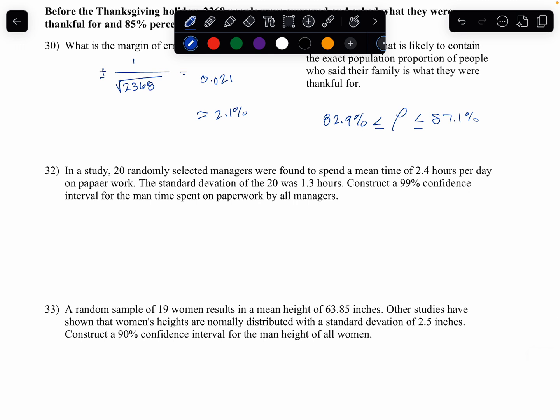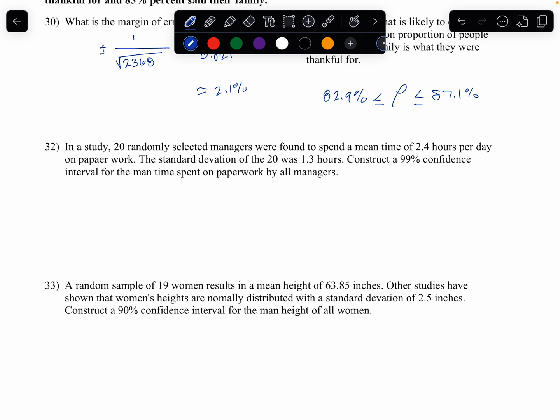All right, in a study, 20 randomly selected managers were found to spend a mean time of 2.4 hours per day on paperwork. The standard deviation of the 20 was 1.3 hours. Construct a 99% confidence interval for the mean time spent on paperwork for all managers. And so in this case, we're talking about the mean margin of error.